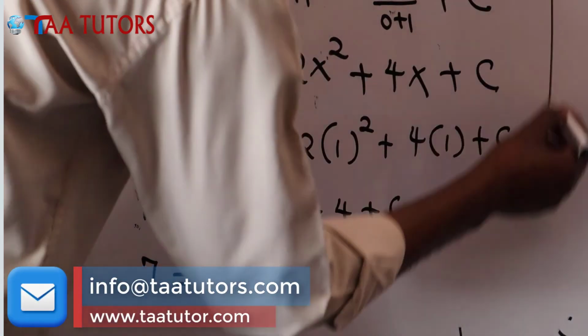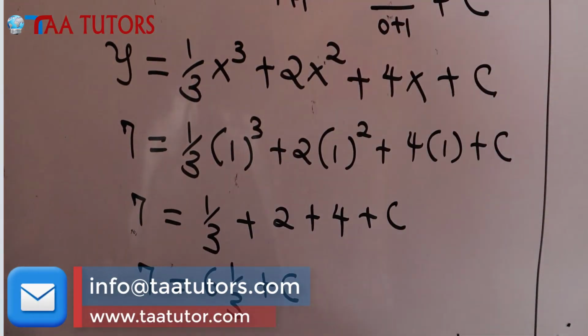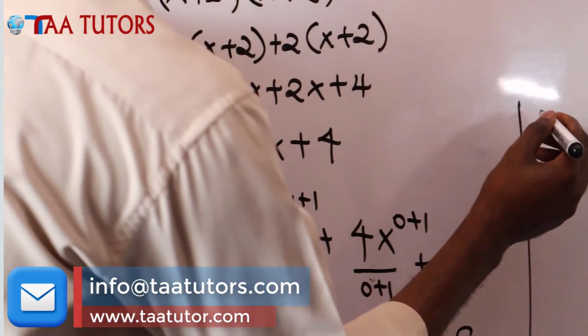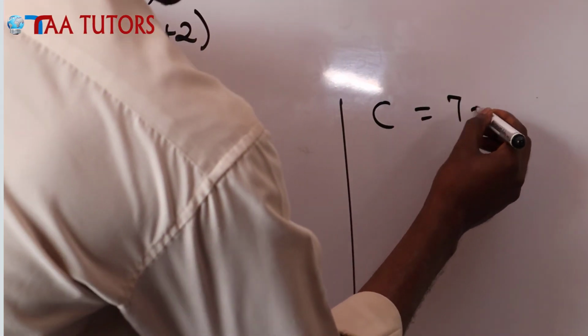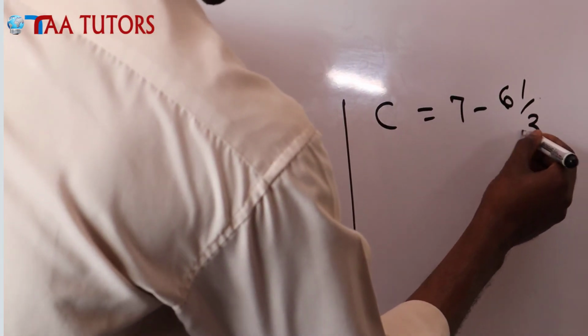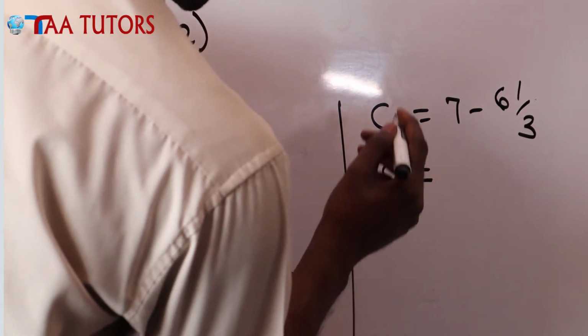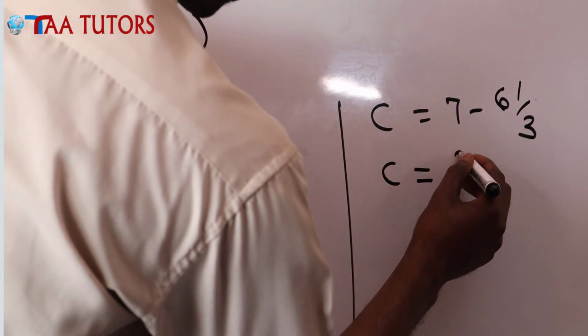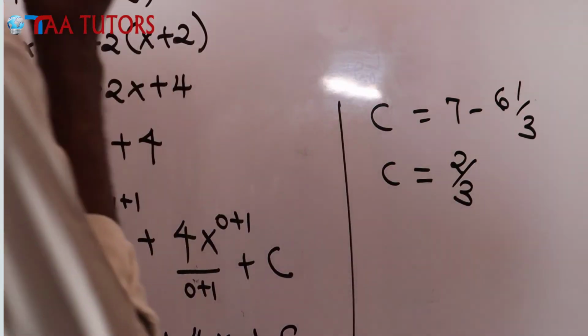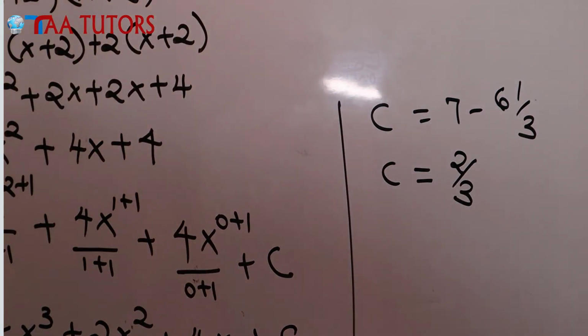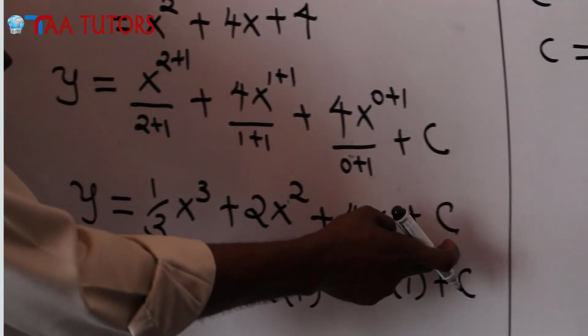So if you want to get the actual value of c, we are going to say c here will be 7 minus 6 and a third. And c here, if I'm not wrong, will be 2 thirds. Let me check that. 7 minus 6 and 1 over 3 is 2 thirds. So we substitute this here.